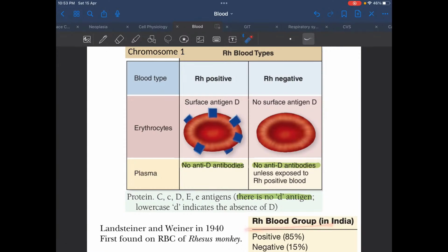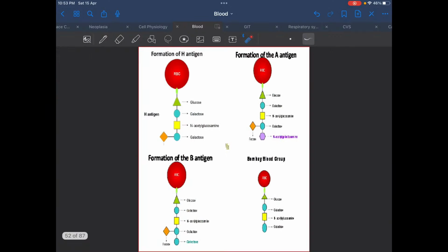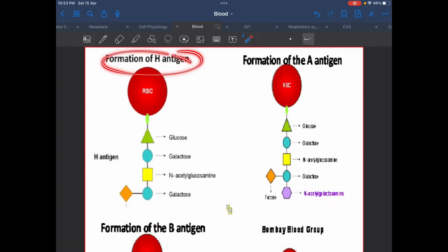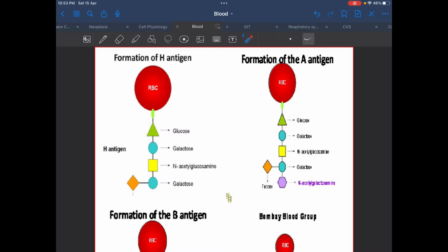Just remember, RH blood group in India, positive 85% of individuals are positive and negative is 15%. Okay, and it varies geographically as well. Okay, so just see the formation. Precursor हमारा H antigen है, and it depends upon which type of sugar residue is there on this antigen. Do we have A or B, or we have both?